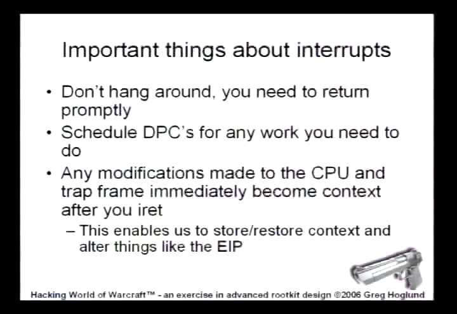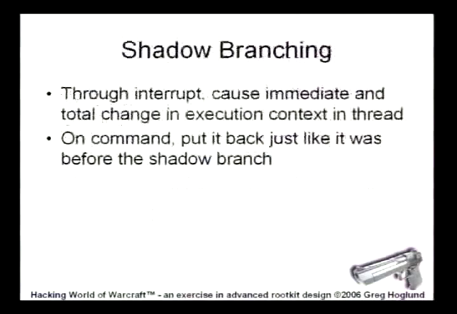Now, we can't do a whole lot of processing when we get an interrupt. We have to schedule a DPC, because what we don't want to do is hang around blocking up the computer. So whenever we want to do any sort of processing, we'll schedule a DPC, and then the DPC will take care of the work after this. Any modifications you make to the trap frame or the CPU context will be live when you return with an IRET. So this is how shadow branching works.